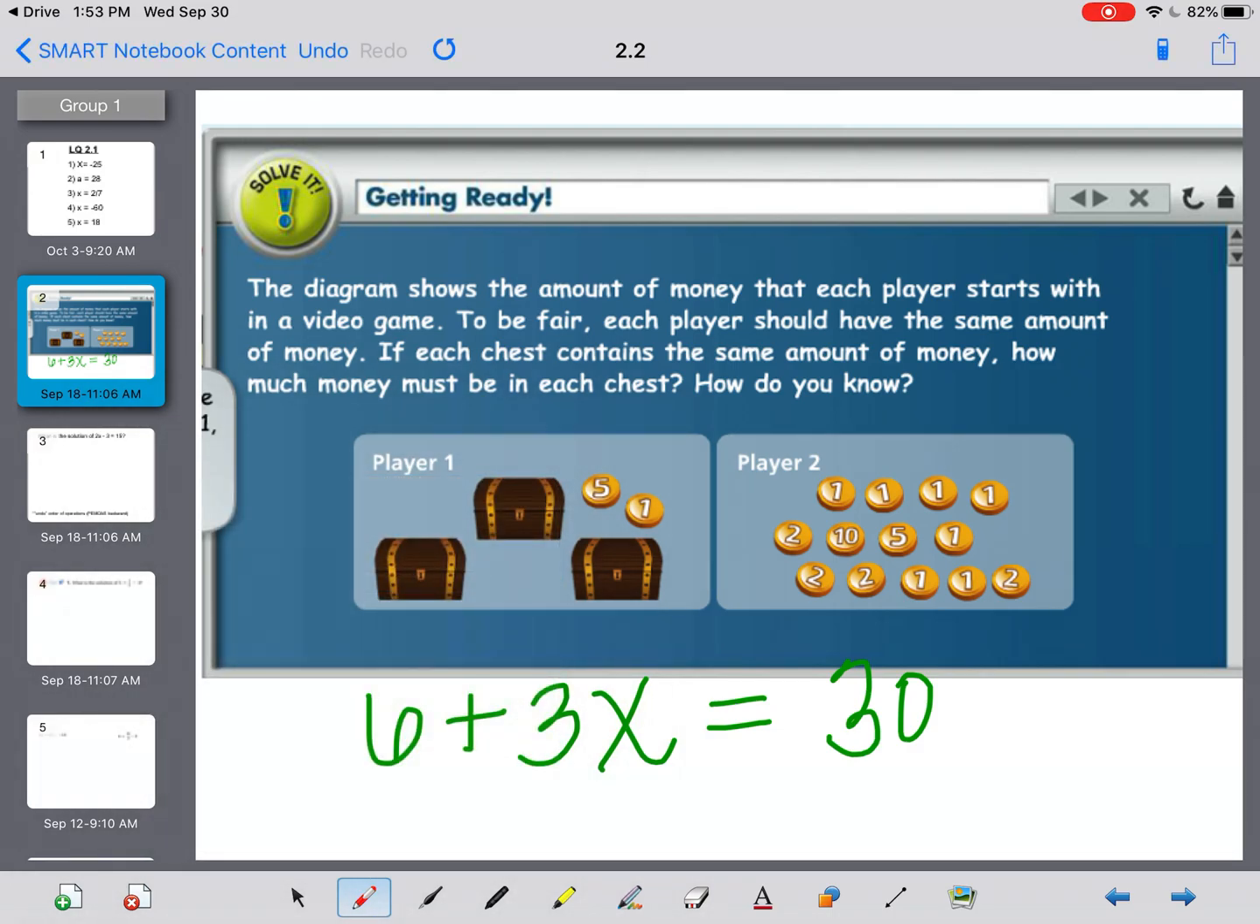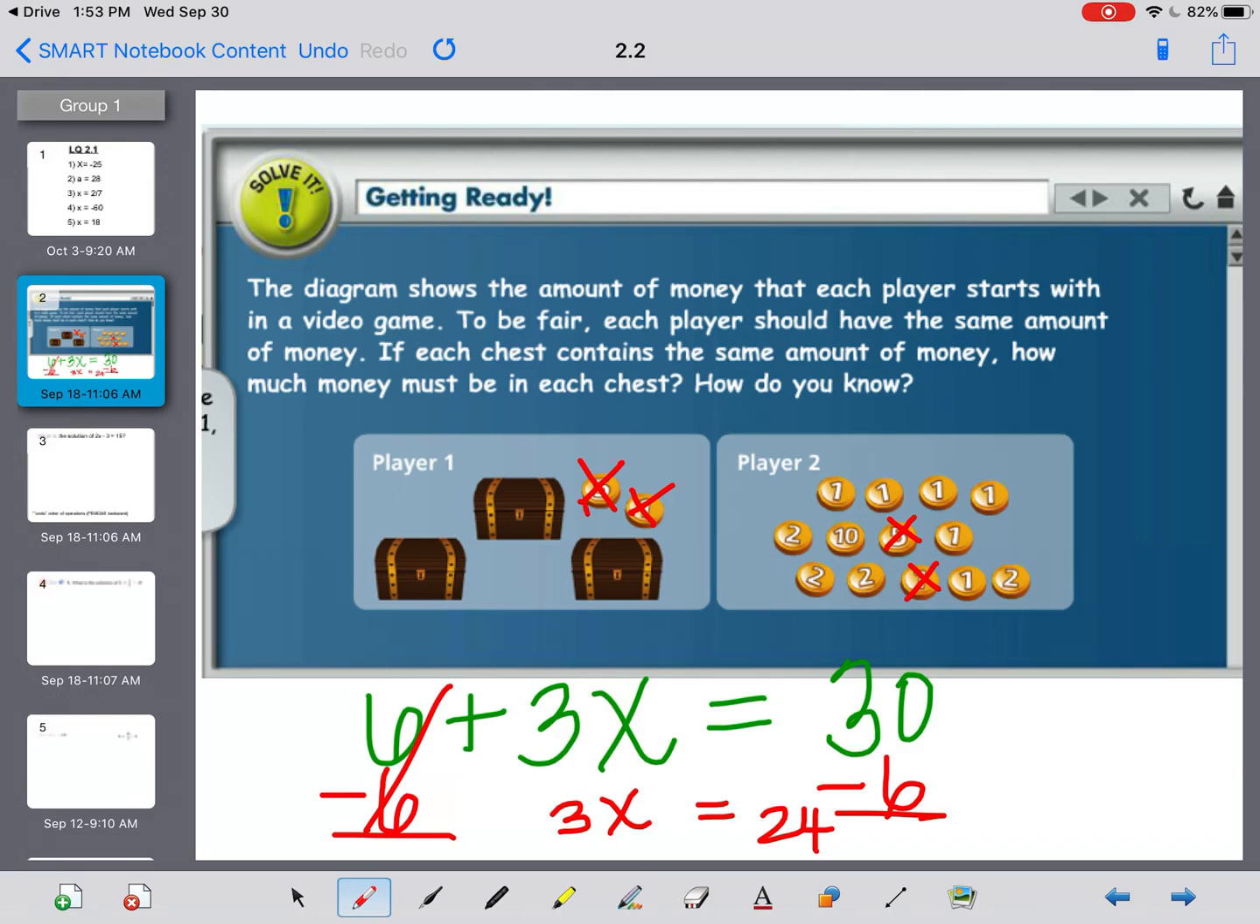Well, we can start by thinking about, right here, there's 5 cents here, which would kind of cancel out the 5 cents there. And 1 here, and 1 here. Okay, so I just took away this 6 from both sides. Okay, that leaves me with 3x equals 24.